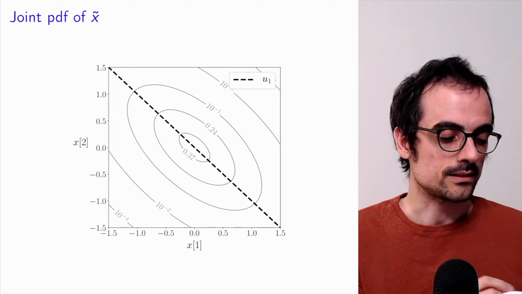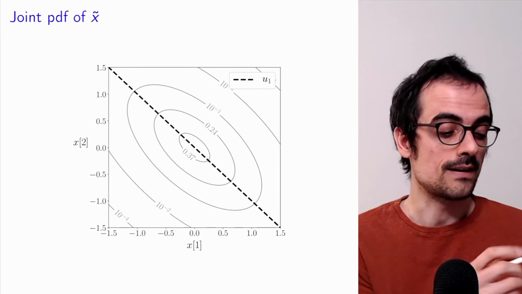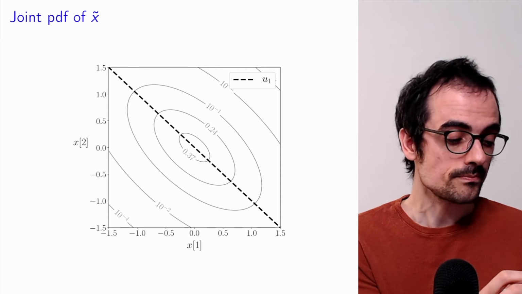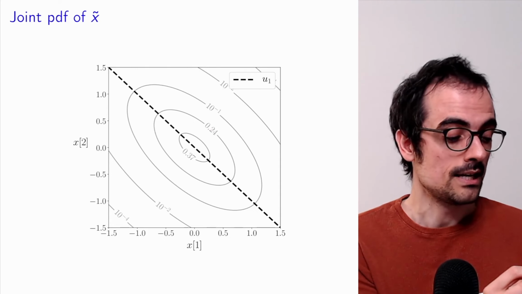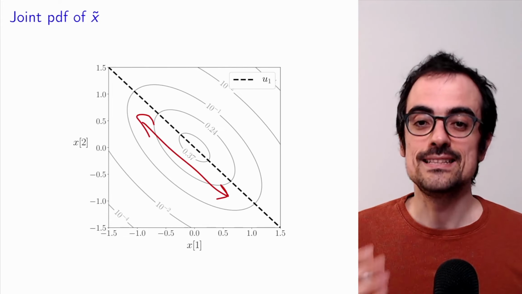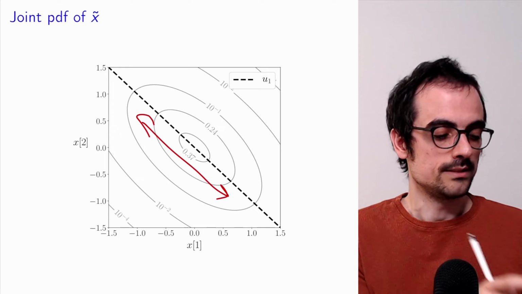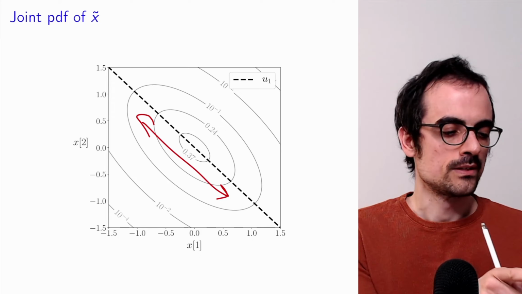Let's take a look at the actual joint probability density function of our Gaussian vector. Here we have centered it, and we see that indeed the maximum variance around the mean happens in the first principal direction. It's where it's most stretched.